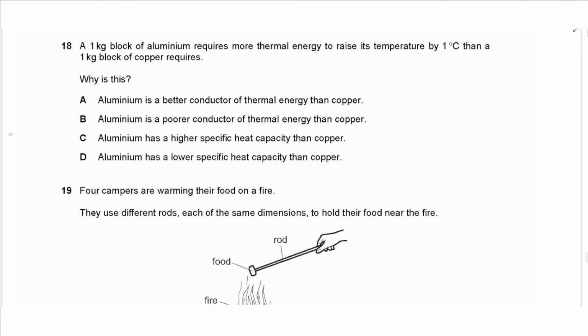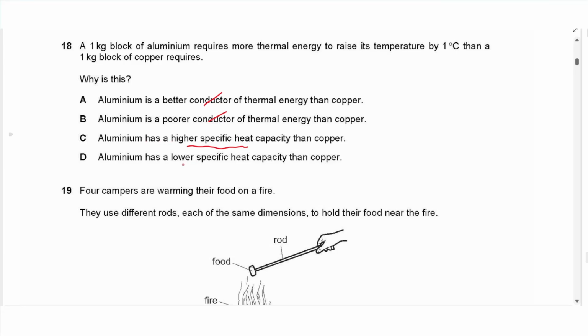Question 18 says a 1 kilogram block of aluminium requires more thermal energy to raise its temperature by 1 degree Celsius than 1 kilogram block of copper requires. Why is this? Since they have the same mass and there is the same change in temperature, the one that needs more energy has higher specific heat capacity. So not about conduction. Higher specific heat capacity.